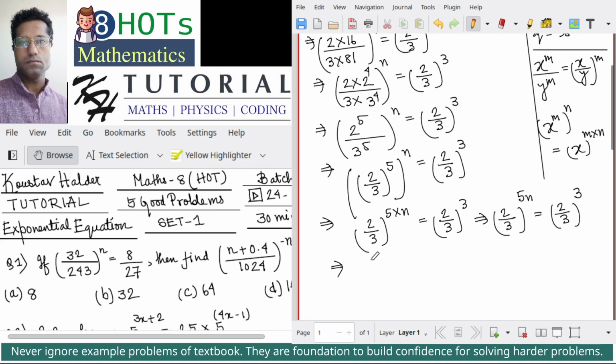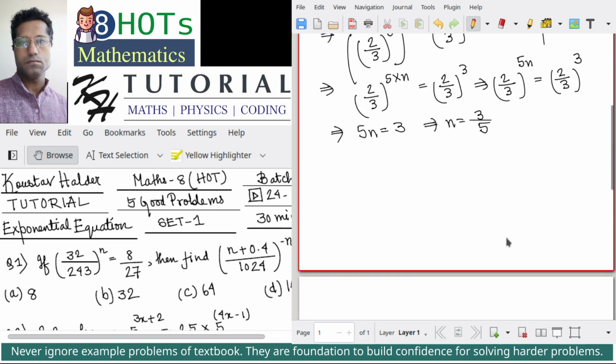We can equate the powers, and so we can say that 5n is equal to 3. This implies n is equal to 3/5. So we have found n is 3/5. Now the question is asking us to evaluate the value of n plus 0.4 divided by 1024, whole raised to the power minus n.